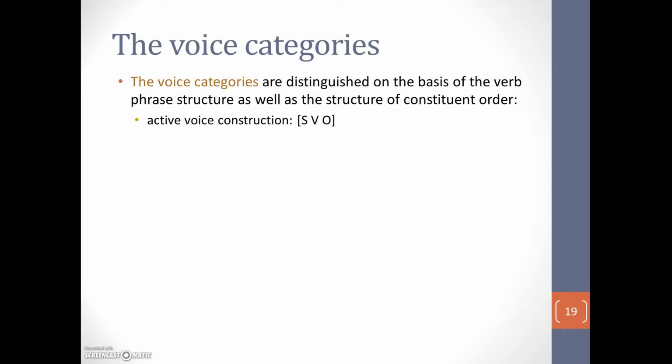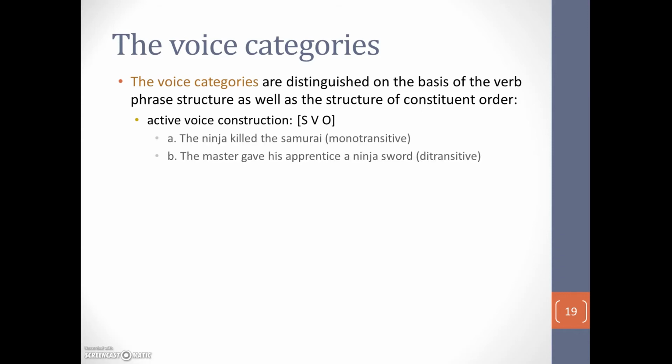So here we have active voice constructions, and in active voice constructions we have subject, verb, object word order. So this is also the unmarked form. This is basically the voice in which most language takes place. We have subject, verb, object order, which you should be familiar with. Here we have two examples. The first is with a monotransitive verb: the ninja killed the samurai. And the second one is with a ditransitive verb: the master gave his apprentice a ninja sword.